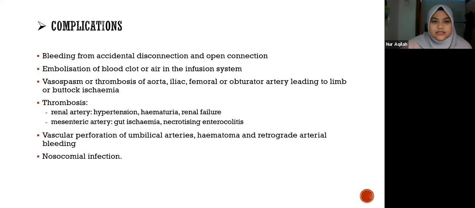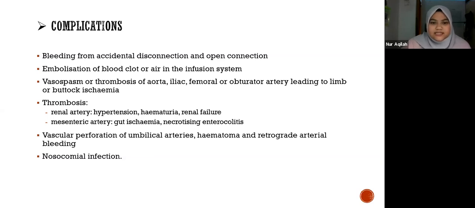So this is among the complications. Bleeding can occur in occasion whereby there is accidental disconnection or open connection, for example, the three-way stopcock is not closed. So it forms an open connection, bleeding can occur there. And if we do not properly flush the catheter with heparin saline, there could be air emboli, or if any blood clot forms inside the catheter, it can also form thrombus in which then it can embolize to other arteries. And as a consequence of arterial catheterization, sometimes there is also a condition that can develop, which is vasospasm, vascular spasm or thrombosis.